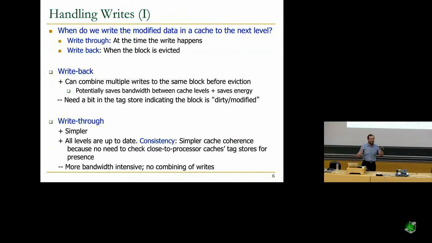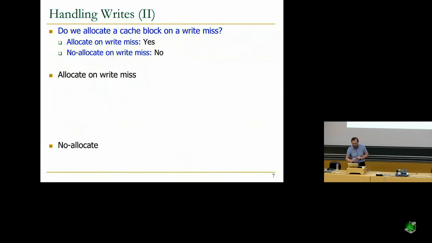Okay, there are a bunch of other questions related to writes. Let's tackle another one. Let's say you have a store instruction. You want to store to a memory location, let's say 4 bytes. Do you bring the entire cache block into the cache and put it into the cache? In that case, 64 bytes. That's the key question. If your answer to this question is yes, then you're following the allocate on write miss policy. Basically, you try to write into the cache, it misses, and then you bring the entire block into the cache.